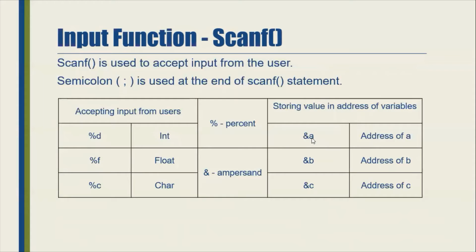We know that we are going to store some value in variable A, but we don't know the memory location. So we are going to tell the compiler that we want to store an integer value in the address of A. Similarly, if I want to store a float value, I tell the compiler to store a float value in the address of B. If I want to store a character value, I will use the address of C.